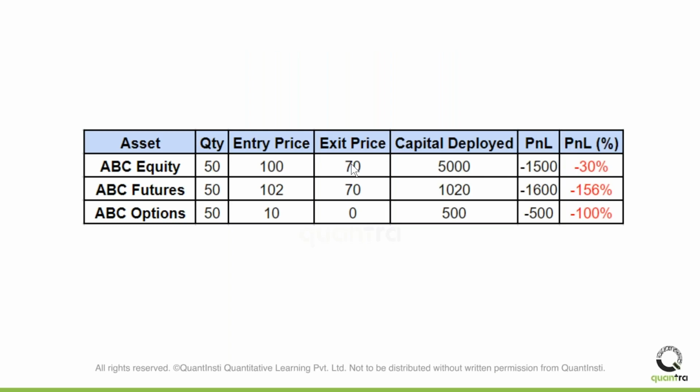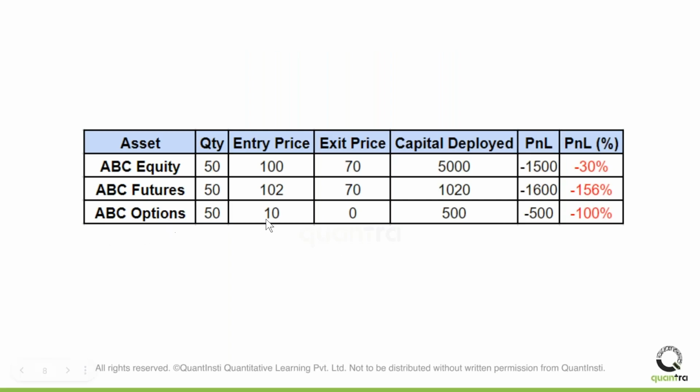So the price declined by 30%, so does his capital. So his loss is also 30%. But in the case of futures, since he has bought at 102 and the price is now 70, the loss is 1600, which is actually more than the margin he has paid. He has paid a margin of 1020. So as you can see, in futures you can lose more money than you paid for the margin. So losses can be more than the margin you paid.